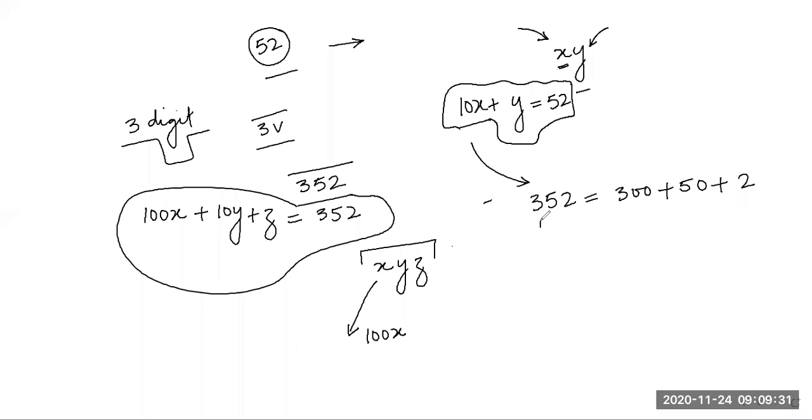So what is the value of 3? It is 3 into 100. What is the value of 5? It is 5 into 10. And what is the value of 2? It is 2 into 1. Very good. Manrose, I'm really happy with you.